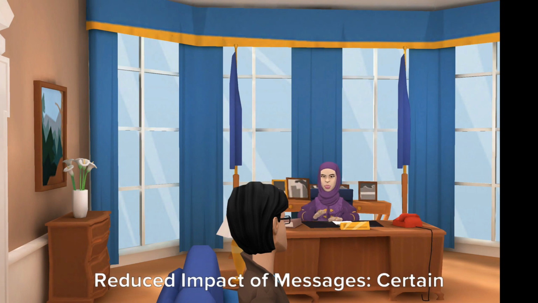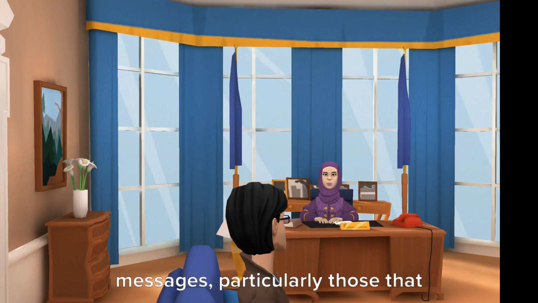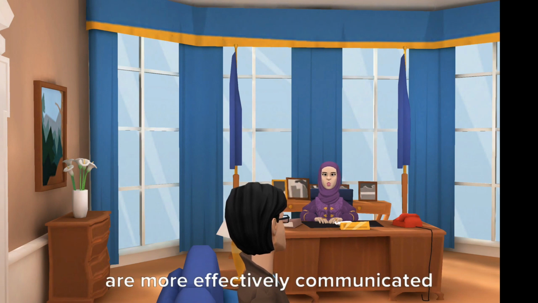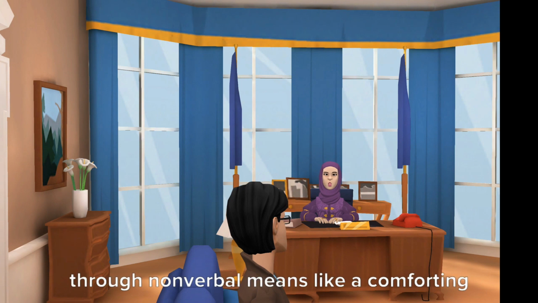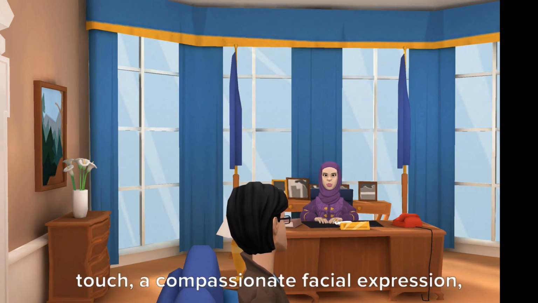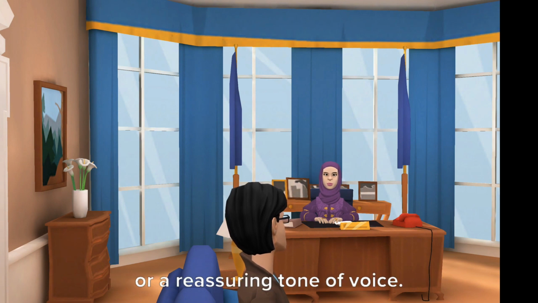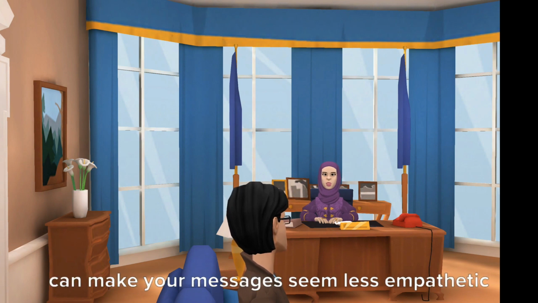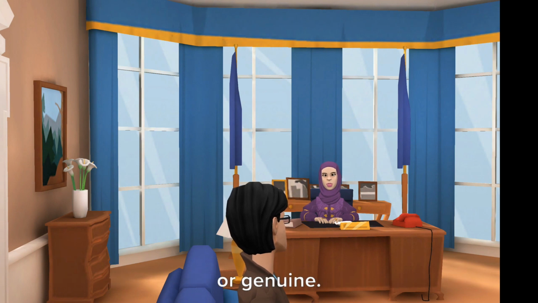7. Reduced impact of messages. Certain messages, particularly those that convey empathy, support, or sympathy, are more effectively communicated through nonverbal means like a comforting touch, a compassionate facial expression, or reassuring tone of voice. The absence of these nonverbal signs can make your messages seem less empathetic or genuine.